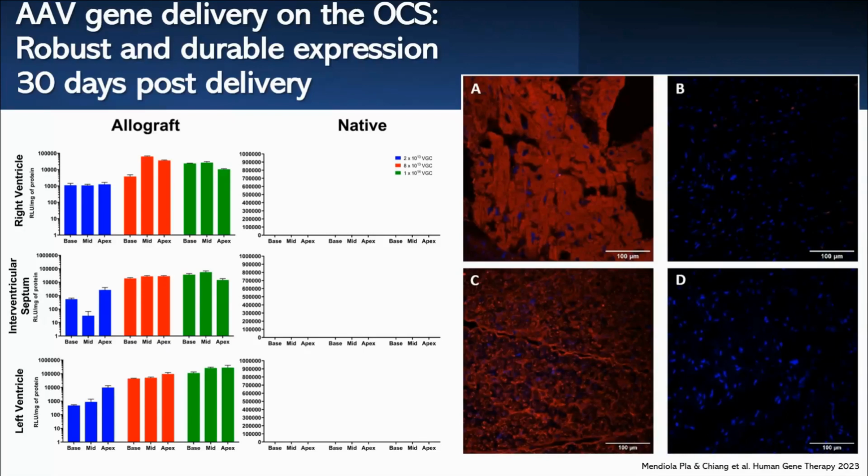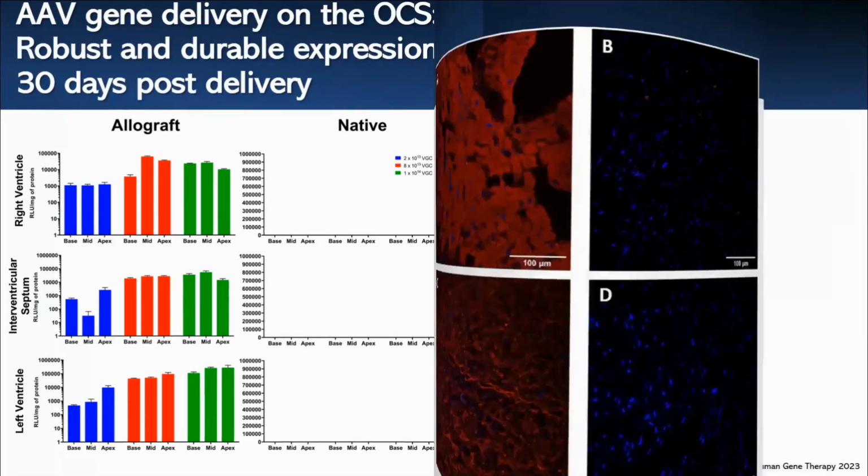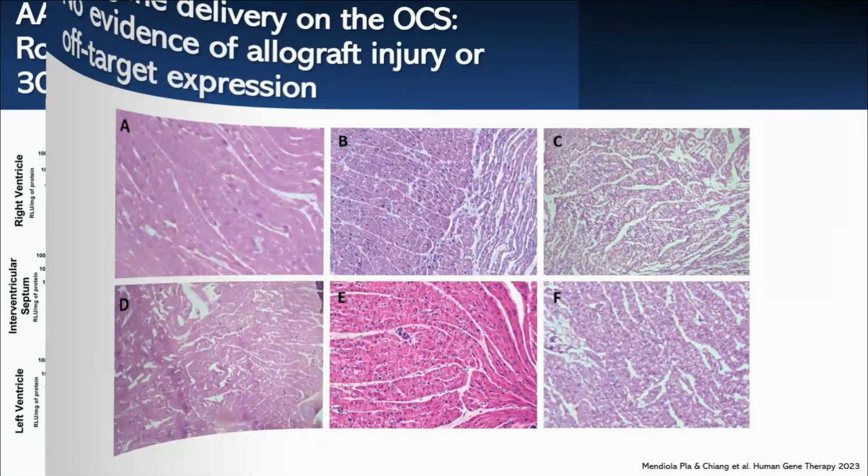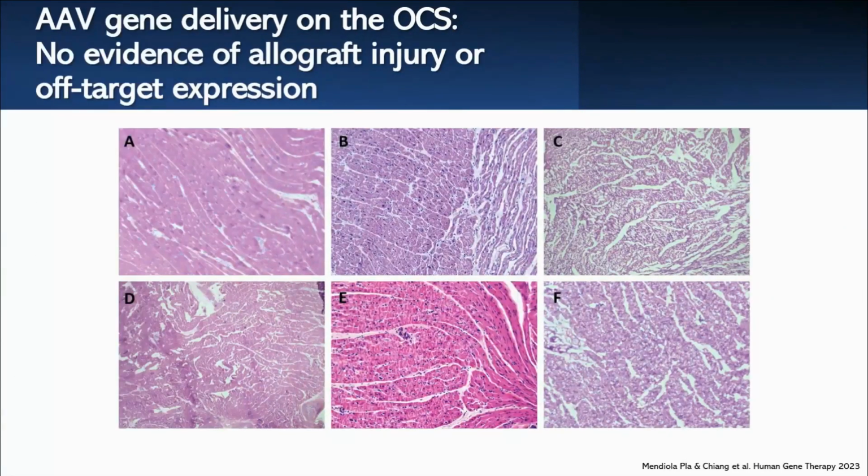In this panel here with the stain, we stained for luciferase protein. And you can see very high levels of protein in the donor heart that received the vector in A and C, and no evidence of luciferase in the native heart in B and D. We also saw no evidence of allograft injury or off-target expression. In the top histology is the native heart, and the bottom histology is the donor heart.